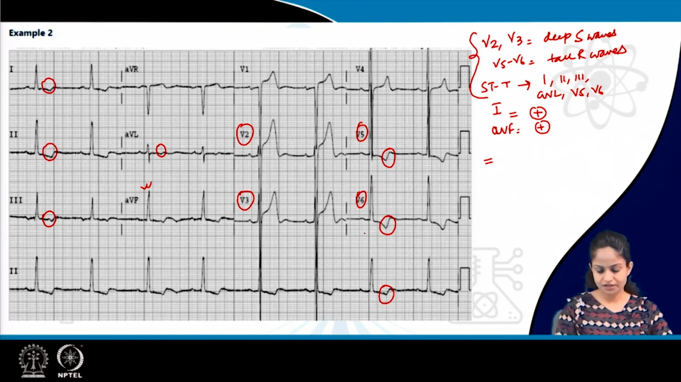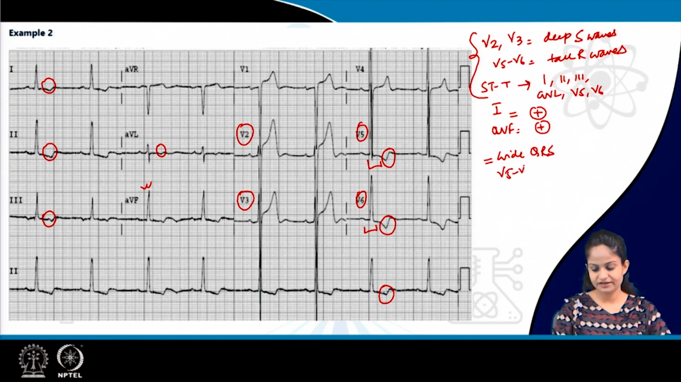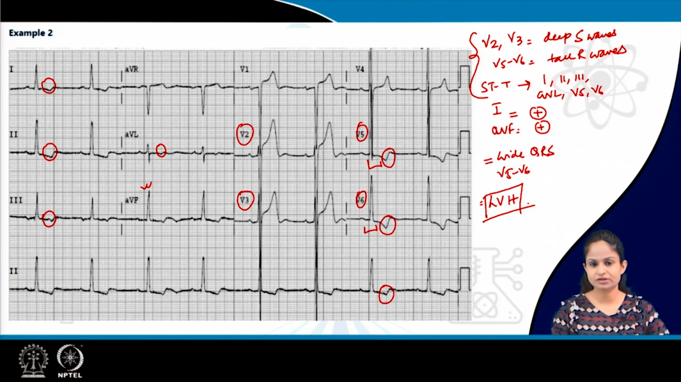Also there is wide QRS in case of V5 and V6. So, this also tells of left ventricular hypertrophy. We had left axis deviation in the previous example. Here we do not have left axis deviation, but still we have the other features to denote it as left ventricular hypertrophy.